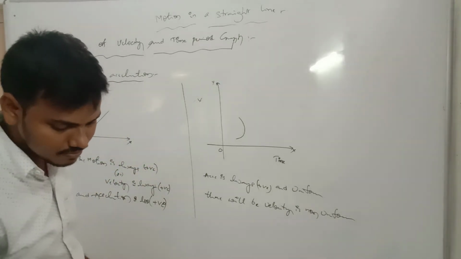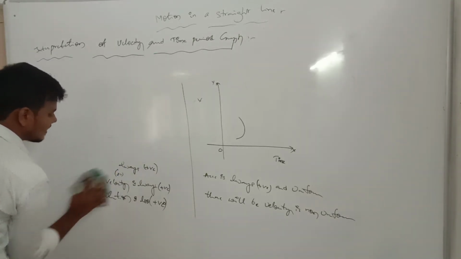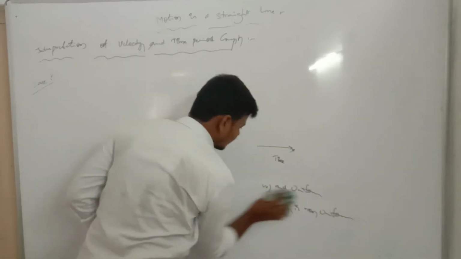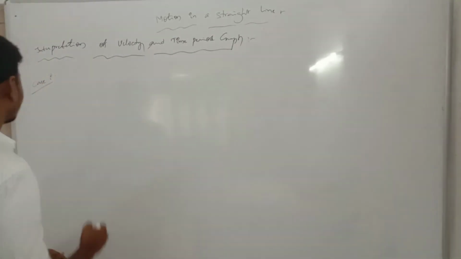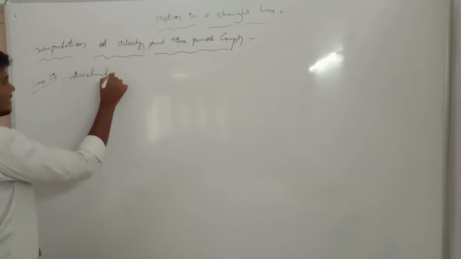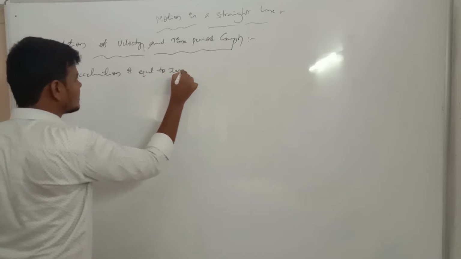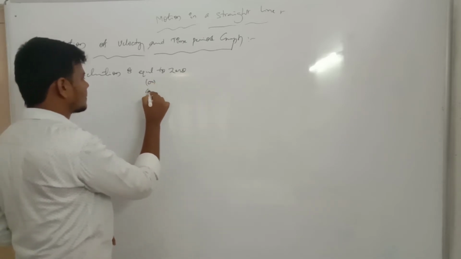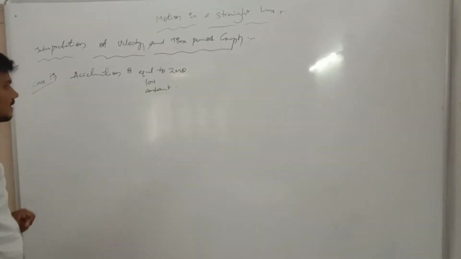Now the second one: acceleration is equal to 0, constant. Now what one are we applying? Velocity. Right? The same way we are introducing acceleration. Acceleration is equal to 0, or constant. Now what are we given?